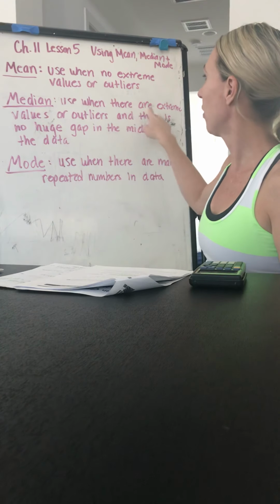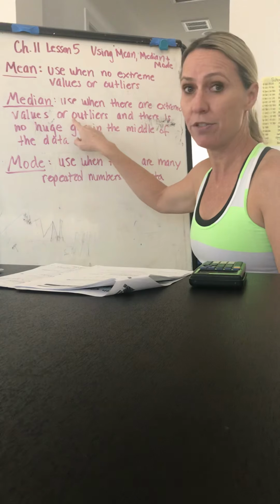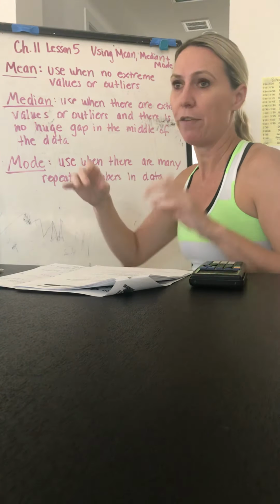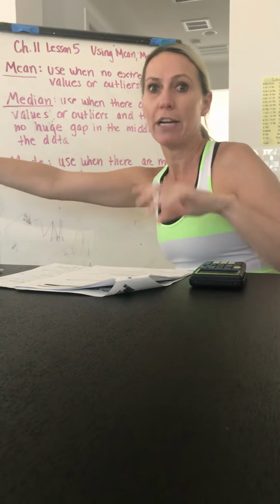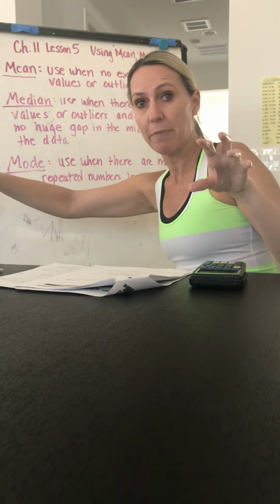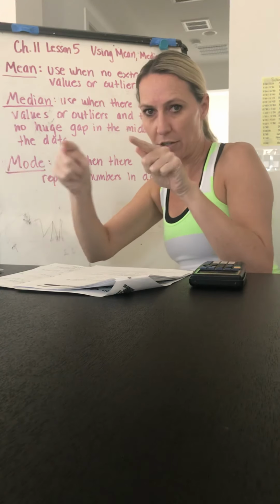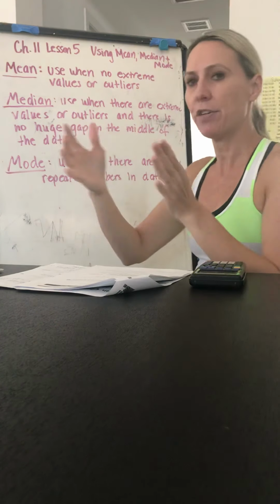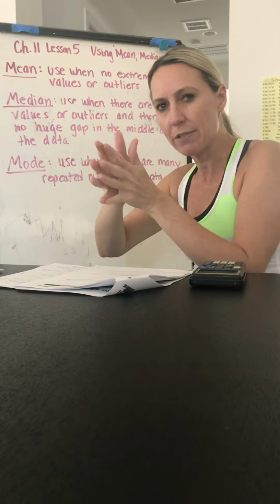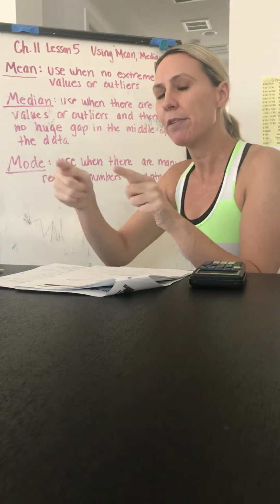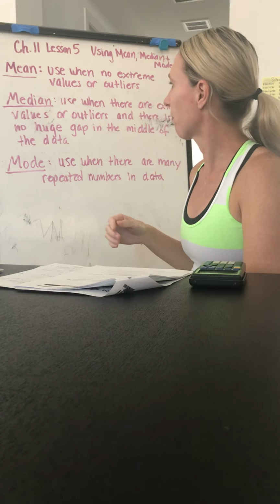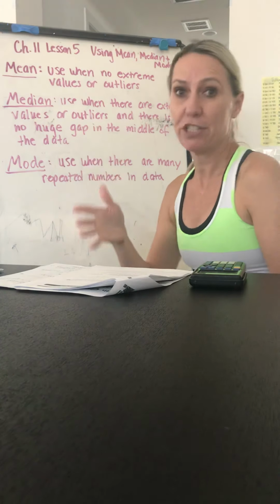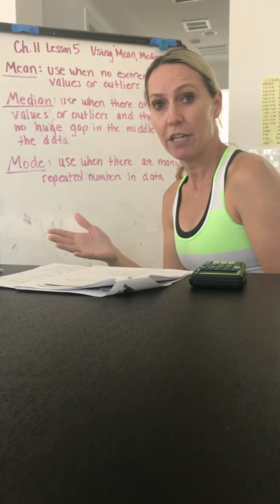And for the median, which is the middle number, remember when your data is in order, you want to use this when there are extreme values or outliers and there's no huge gap in the middle of the data. So if you have outliers here and there, the median is a good measure to use because when you come into the middle, it doesn't include the really big and the really low numbers. And also if there's no really big gap in the middle, when you get to the middle, it's a pretty good measure of the data.